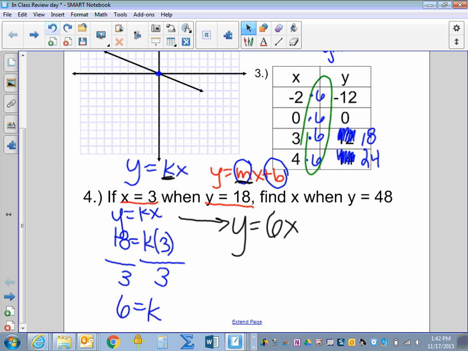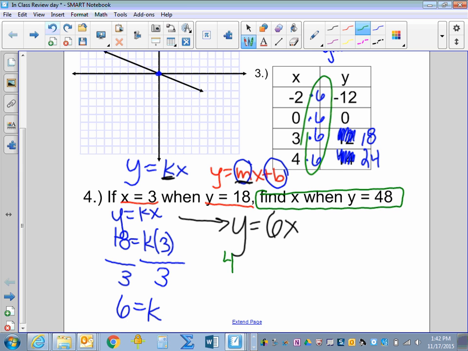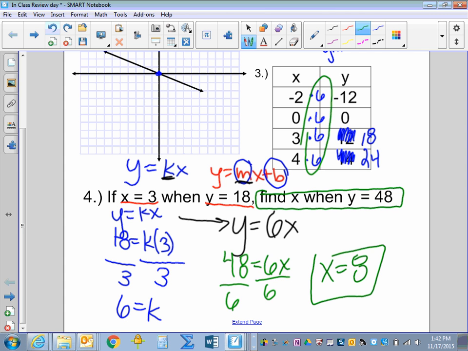Okay, moving on. Now number 4. Did it ask me just to write an equation? No! They gave us more information. Find x when y is 48. So I'm going to take 48 and put it into the y. Good. Divide by 6, and we get x is 8. We finally did what they told us to. We found x. X is 8.